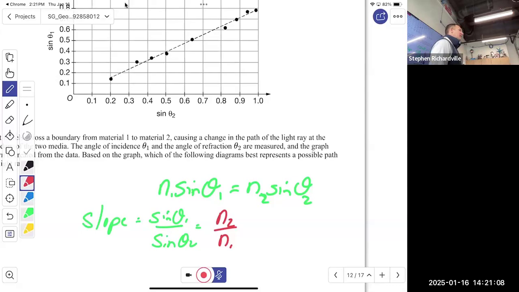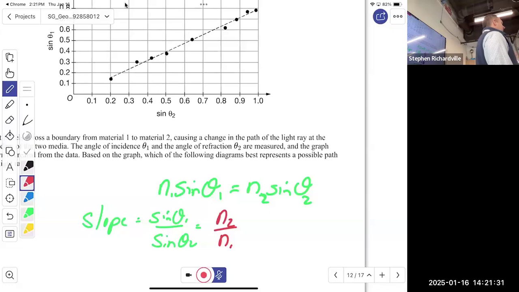I don't know what N1 is, but I just need to know how N1 and N2 are related to each other. So that's a great question. What does that even mean? If they're equal, my slope is 1. Here, is my slope 1, less than 1, or bigger than 1?